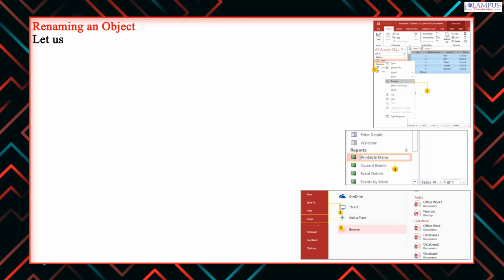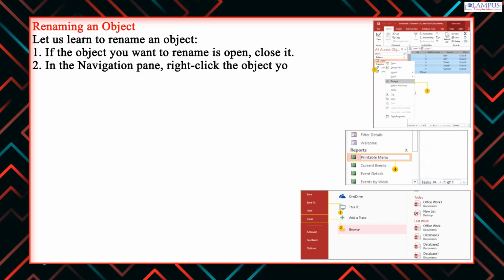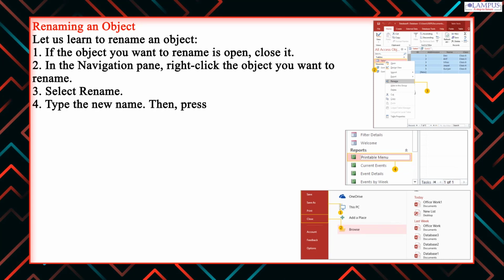Renaming an object. Let us learn to rename an object. 1. If the object you want to rename is open, close it. 2. In the navigation pane, right-click the object you want to rename. 3. Select Rename. 4. Type the new name, then press the Enter key.